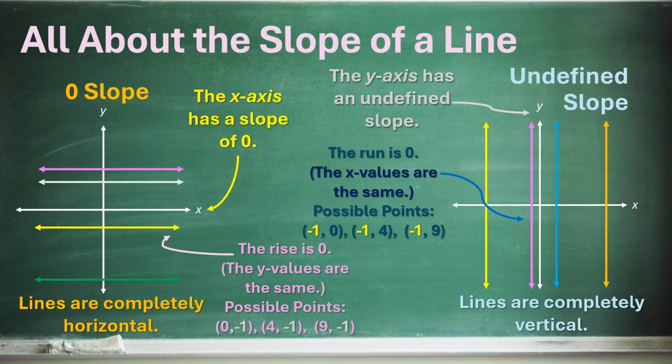All right, so those are the 4 types of slope. The big takeaway, remember, we read graphs from left to right, and that's super helpful to remember when we're looking at graphs and determining slope.